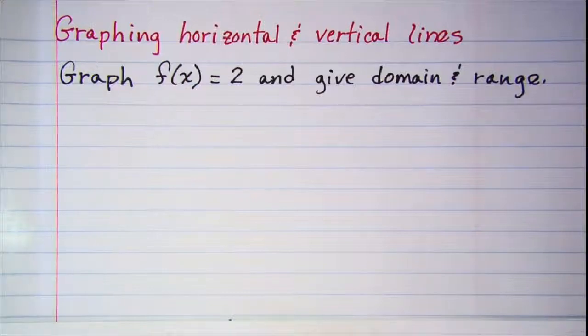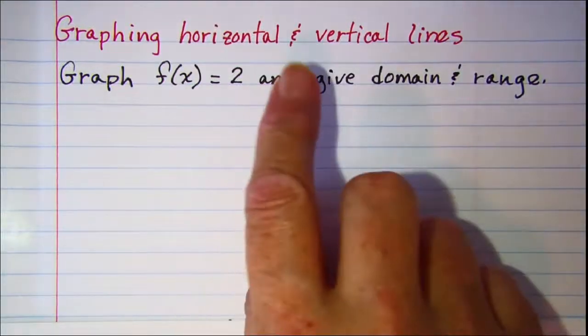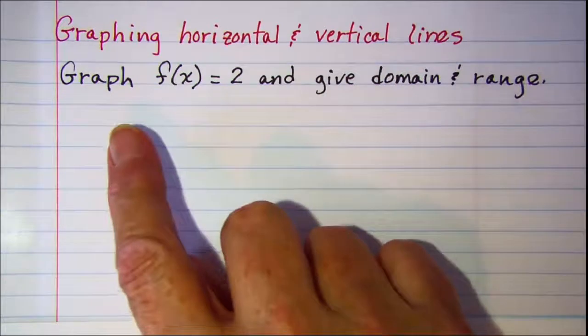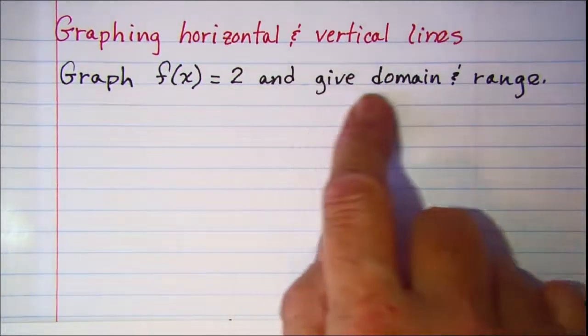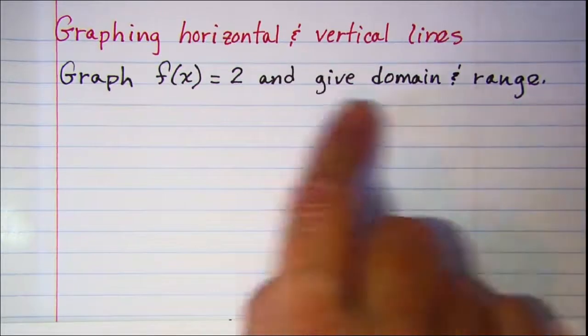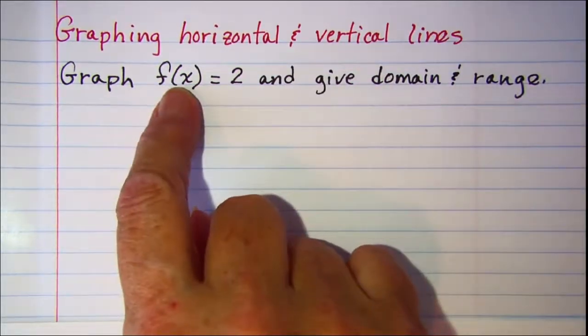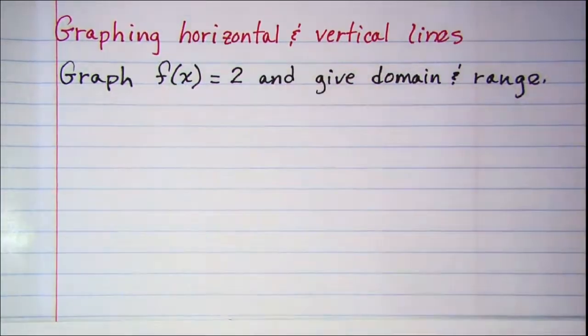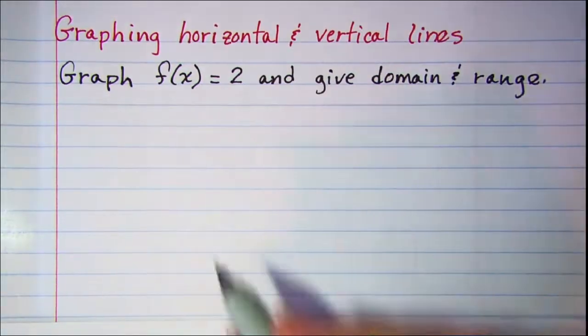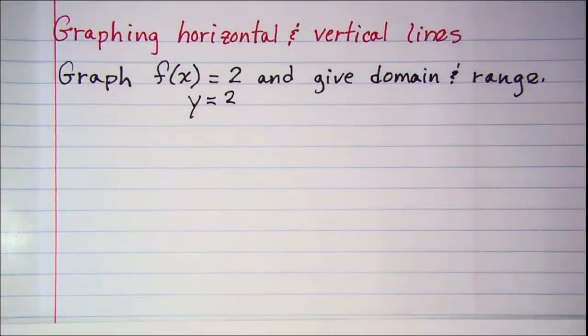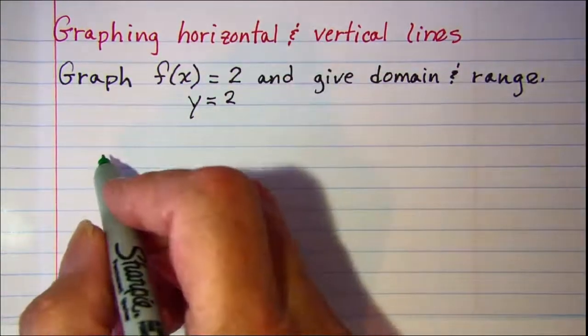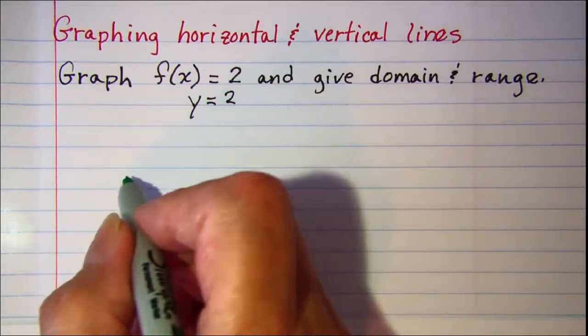In this video, we'll be graphing horizontal and vertical lines. Our first example is to graph f of x is equal to 2 and give the domain and range. Now we know that f of x is the same as y, so I can rewrite my equation as y equals 2. Now let me share with you a little acronym that I learned from my students.